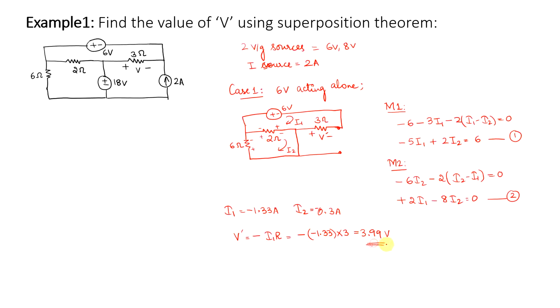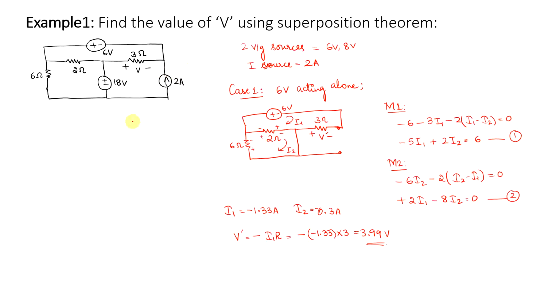So we have determined only for the first case what is the value of voltage V, which we denoted as V dash. Why V dash? Because we have done only one case. Now let us do the same thing with the second case. In the second case, I will consider 18 volt acting alone and 6 volt and 2 amps are inoperative. So what we need to do is make this 6 volt a short and make this 2 amps an open circuit and solve.